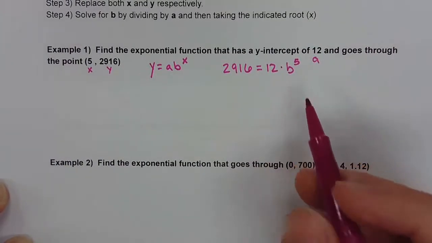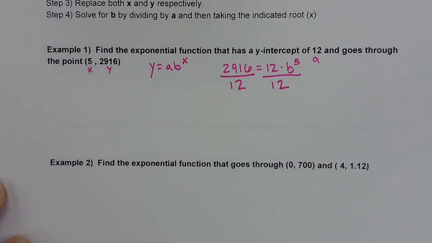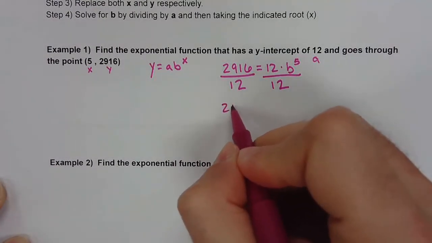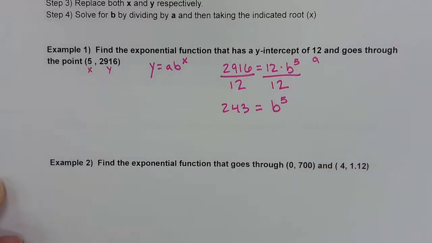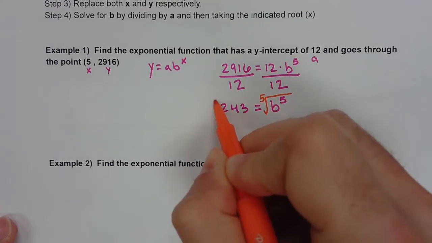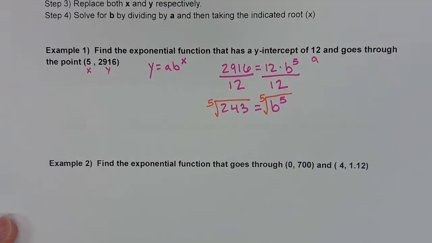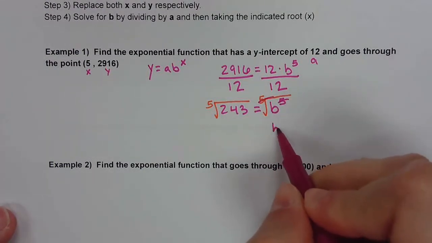So I'm going to go ahead and solve. So first thing we're going to do is divide by 12. Divide by 12. Remember, I'm solving for b. It's going to give me 243 is equal to b to the 5th. Now, I have to solve for b, which means I have to undo that power of 5. To undo the power of 5, just like undoing the power of 2, we would square root. To undo the power of 5, we're going to take a 5th root. So we're going to go ahead and take a 5th root of our value. So the 5th root of the power of 5 cancels out, leaving us with b.